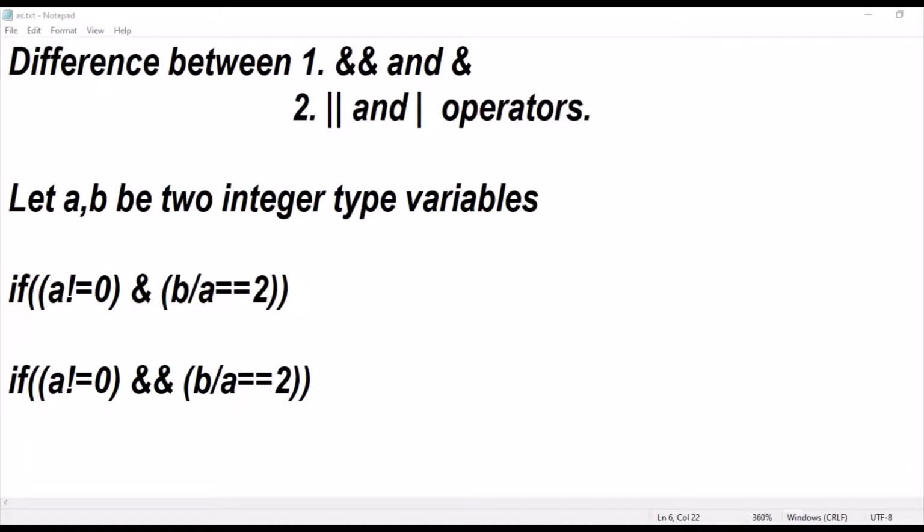Hey guys, what's up? Today we're going to discuss a very important thing which is on your screen: the difference between the & and && operators, and the second one is the | and || operators. Do you know what type of operators these are?